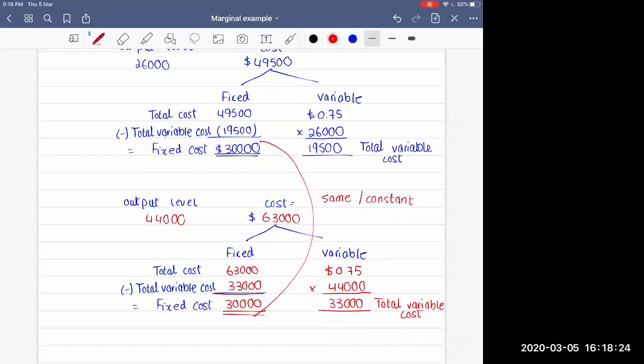Variable cost, if two different activity levels are given, we can use the high-low method to calculate the variable cost per unit. Because we know that as the output level is increasing, the driving force behind the increase in total cost is what? It is the variable element which is increasing the total cost. Because fixed cost, at every activity or output level, remains constant, unchanged, unaffected.